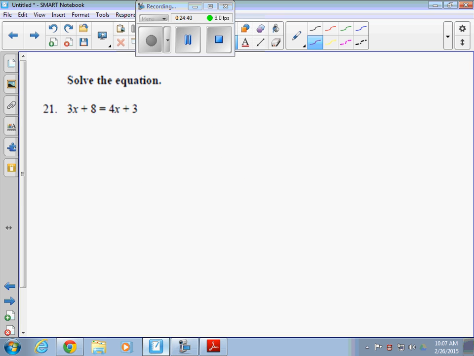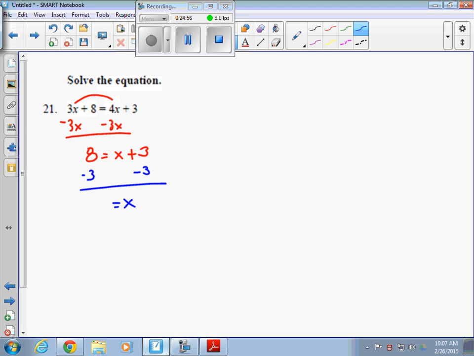21 says solve this equation. 3x is smaller than 4x, so bring 3x over by subtracting it. 4x minus 3x is 1x plus 3 equals 8. Subtract 8 on both sides. I'm sorry, 3 on both sides, and you get x equals 5 is the solution.